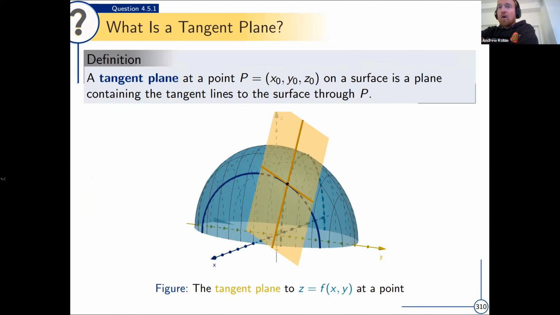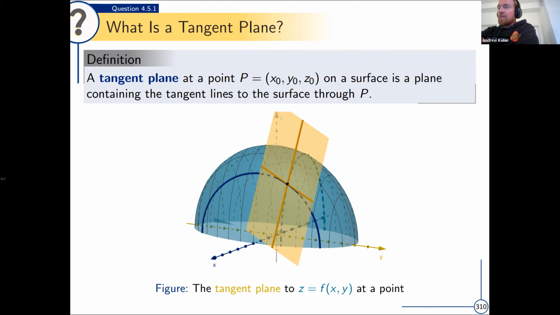And again, in this video, we are only going to focus on 3 dimensions. In higher dimensions, there will be notions of tangent spaces, which could have more than 2 directions of travel like a plane does. In any case, if we have some surface, which we'll typically assume to be cut out by an equation z equals f of x comma y for a 2-variable function f, then the tangent plane to a point on that surface, I'll call the point (x0, y0, z0), is a plane that contains all of the tangent lines to the surface through that point.